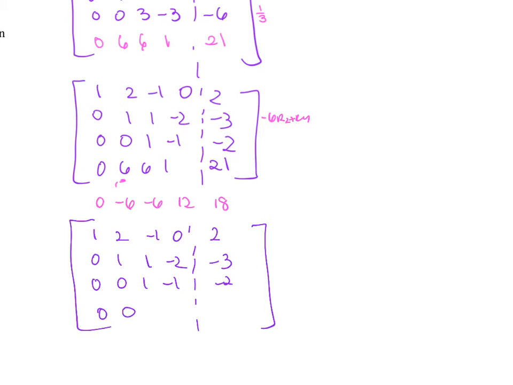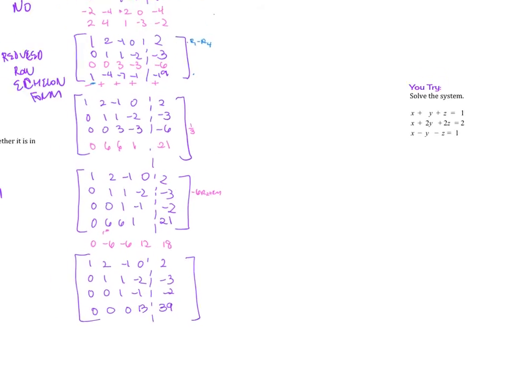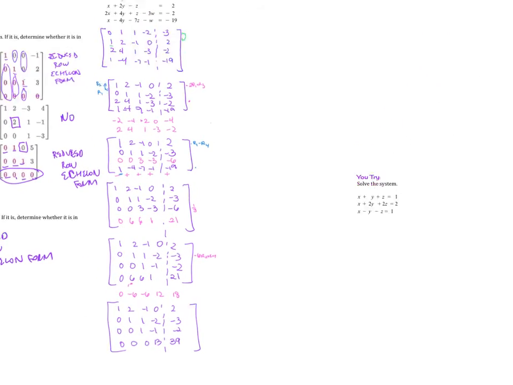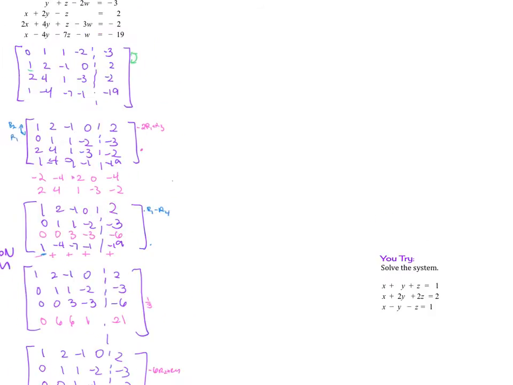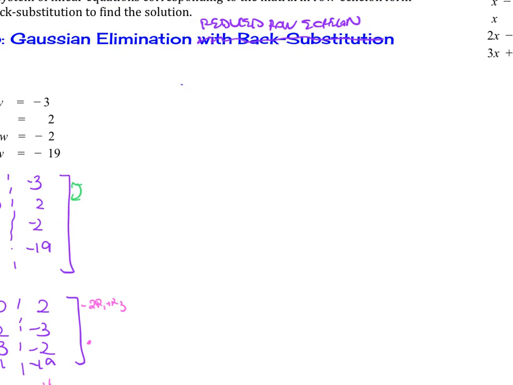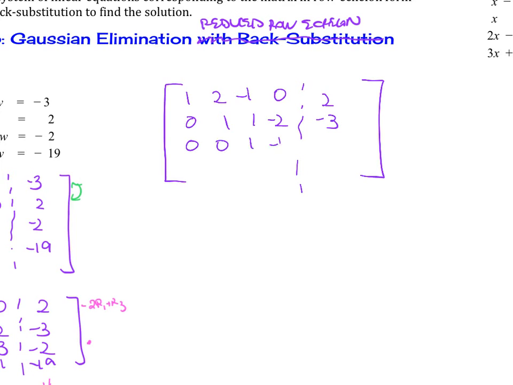So that's going to be 0, 0, 0. This is 13 and 39. So that's looking a little nicer. I'm going to go ahead and write that all the way at the top. Let me write it up here. And then I'm going to multiply that one by 1 over 13 to kind of get rid of that.